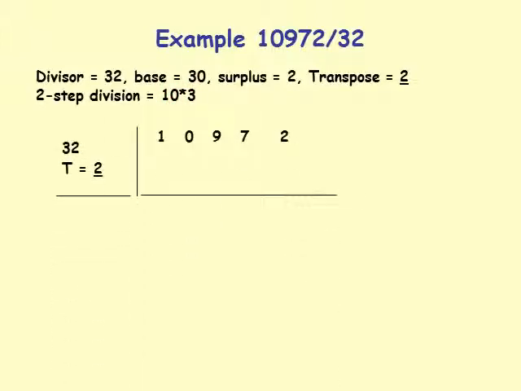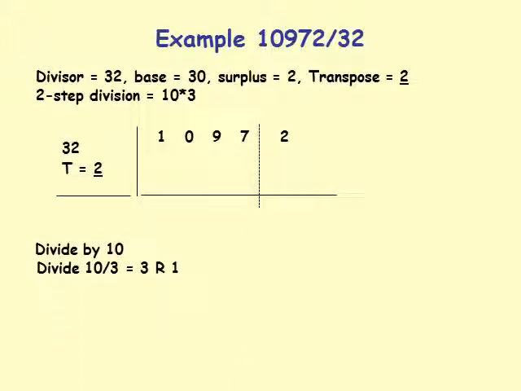Let us continue here. Here's the example setup. This is my dividend, 10972. This is my divisor, 32. This is my natural base, the proportional base I'm going to use for division, and negative 2 is my transpose. Okay, let's continue here. First we divide by 10. This is my first division. Okay, so we just did that.